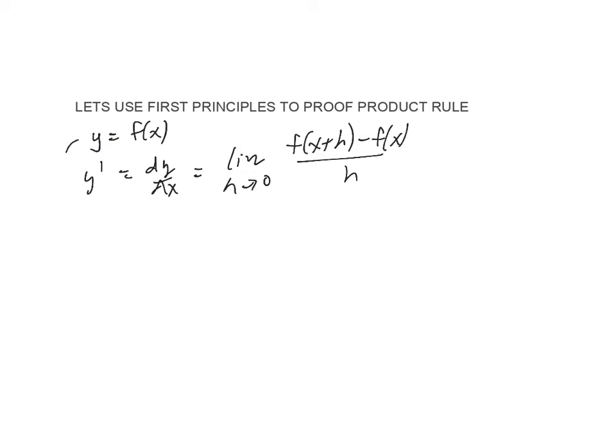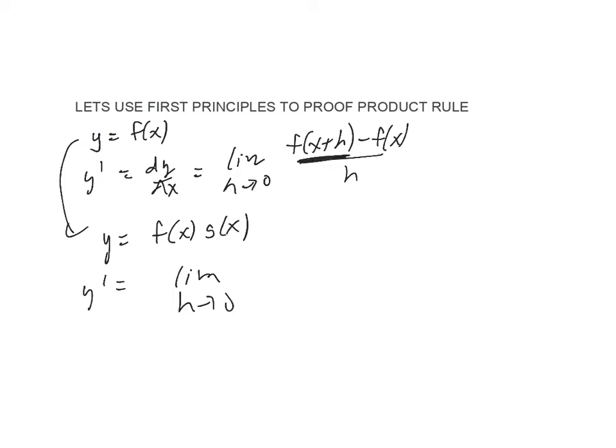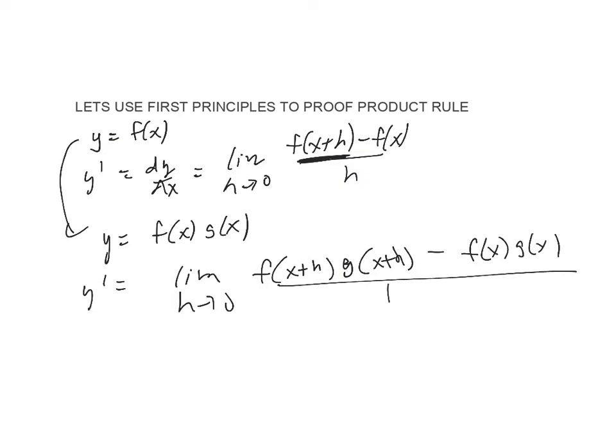But what happens if instead of having f of x, I have the product? How would the derivative change in terms of limit notation? It would look exactly the same, but instead of having f by itself, we have f of x plus h, and we have a g. There is a product in the numerator of the limit notation. So we have this over h. But the question is, what can we do?